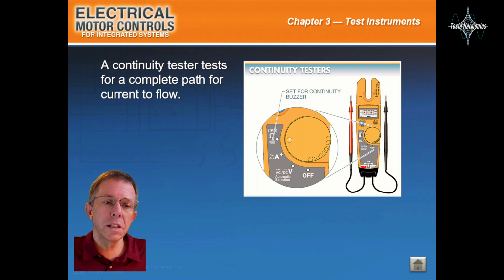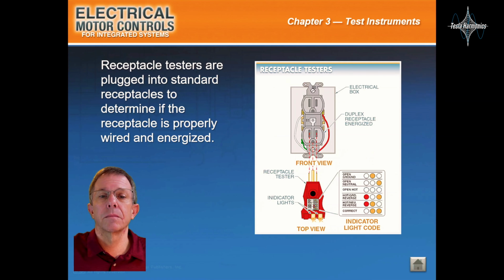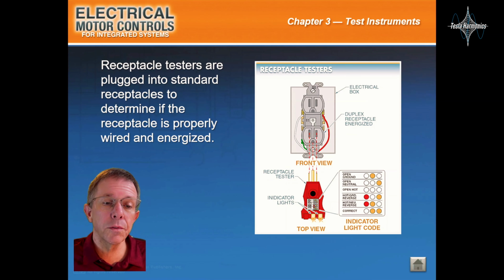A continuity tester tests for a complete path or current flow. Fuses can be checked using a continuity tester set to measure continuity placed across a fuse that has been removed from a circuit. Receptacle testers are plugged into standard receptacles to determine if the receptacle is properly wired and energized.